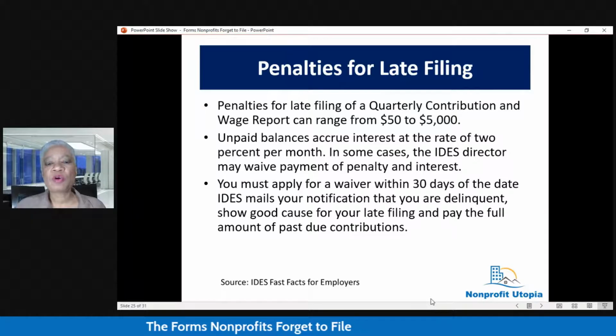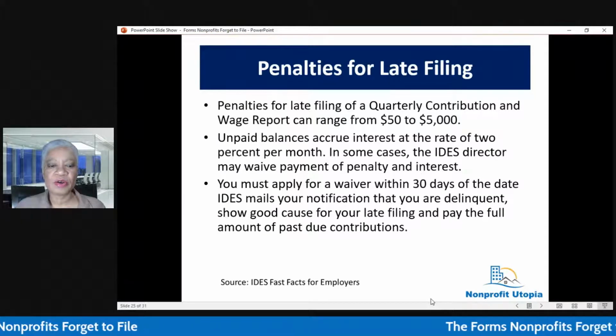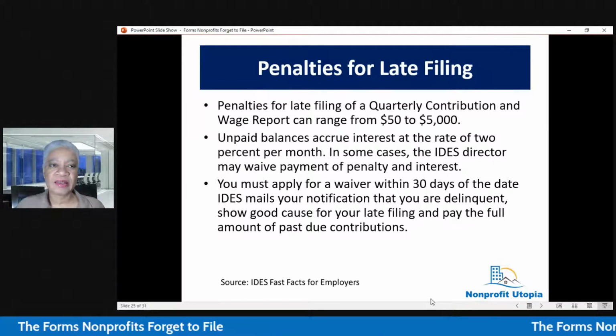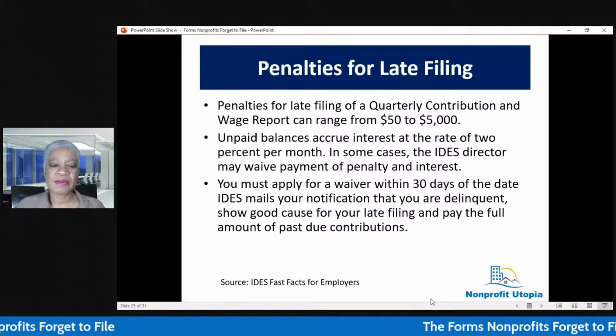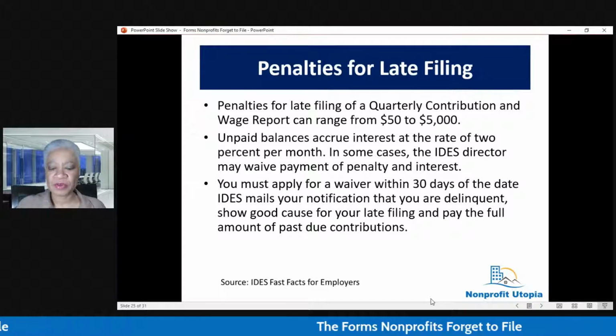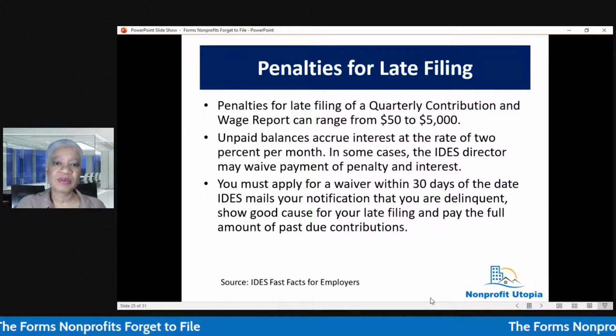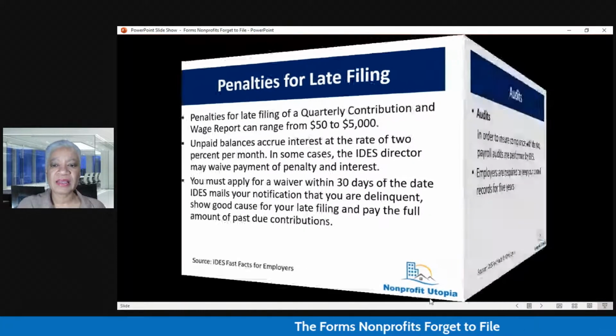You have to apply for a waiver within 30 days of the date that you get a notice from IDES. And when we're talking about notice, this is a late notice. You also have to show a good reason that you were late, and then you have to pay the full amount of past due contributions. So you can get a waiver for your penalties and interest if it's approved, but regardless, you have to pay the past contributions.